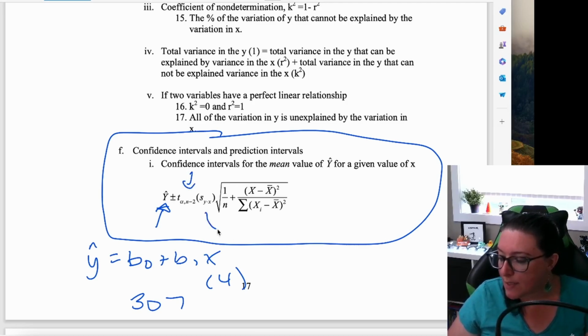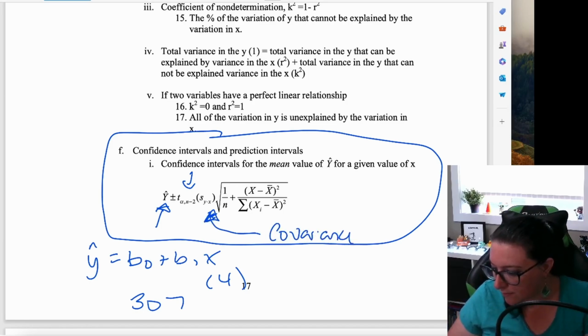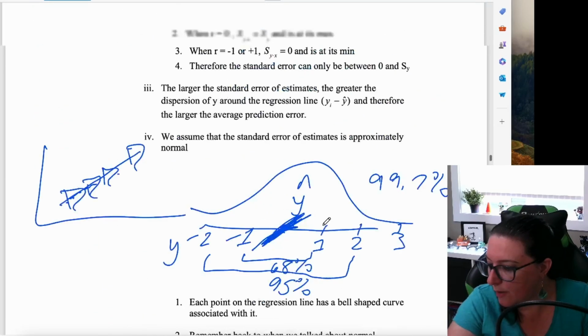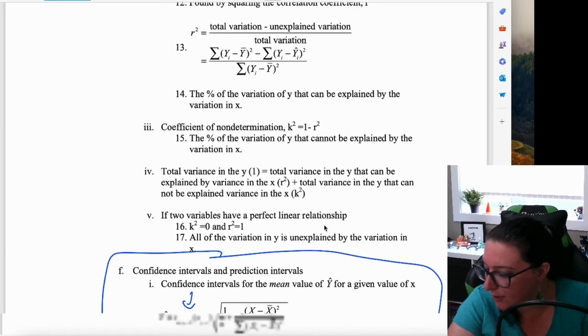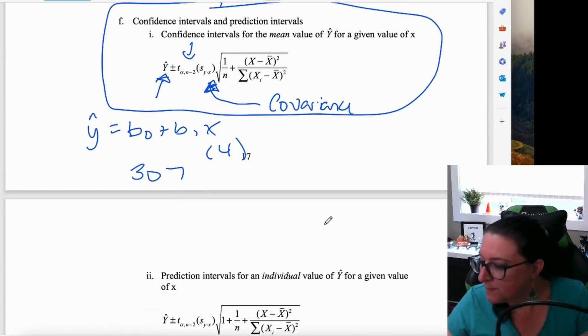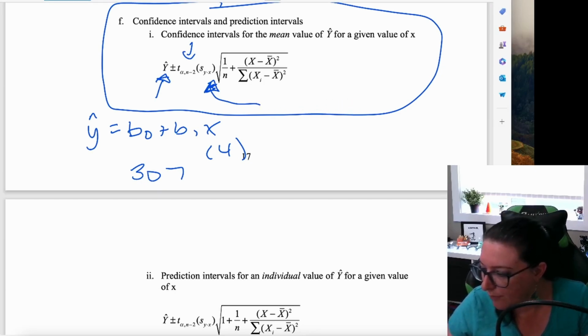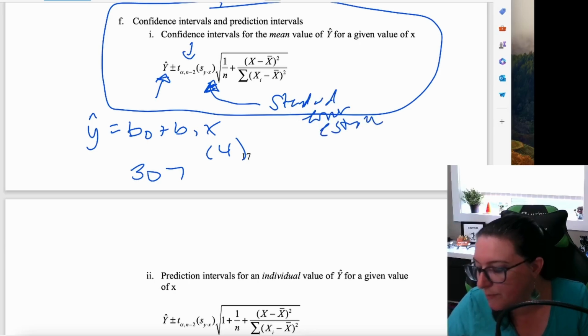Then we are going to need a covariance. Sorry, that's where the standard error is going to go. Sorry. Take that back. Brain fart. That's the whole reason we did this. The standard error of the estimate was to get this piece.